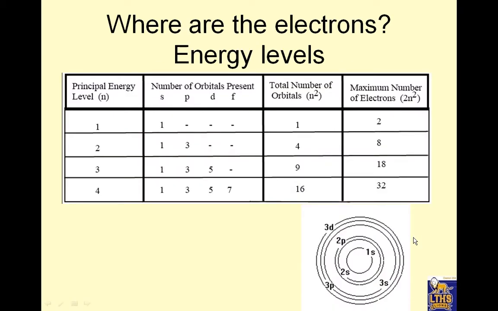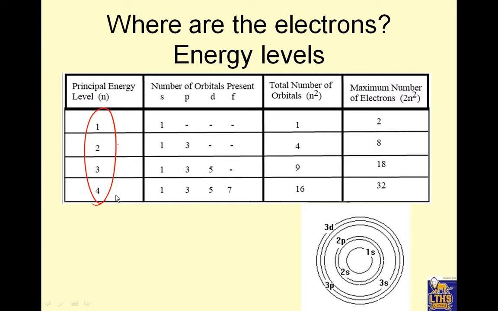Alright, so we've been spending some time talking about atoms, and now we're going to talk about where the electrons really are. Okay? So, Bohr was right that electrons are in energy levels. Bohr was not right that they're in rings. Energy levels can be represented by these whole numbers: first energy level, second energy level, third energy level, fourth energy level.